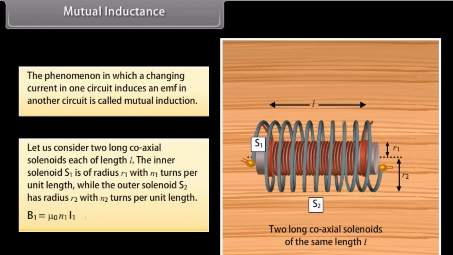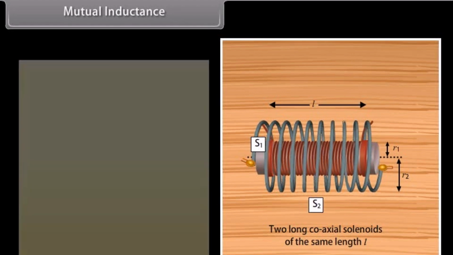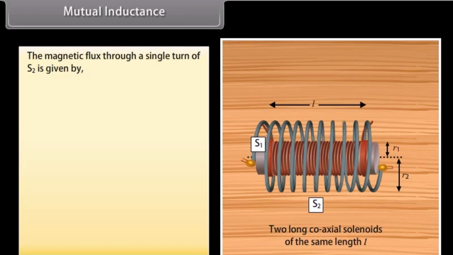B1 is equal to the product of mu naught, N1 and I1. The magnetic flux through a single turn of S2 is given by mu naught N1 pi R1 square I1.